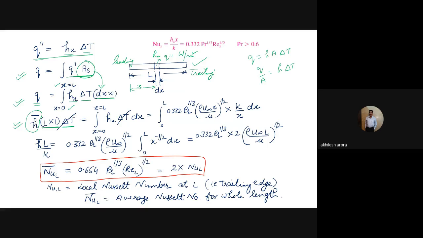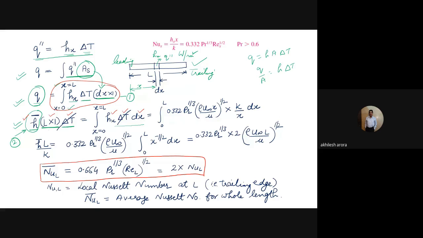This way I have made two equations. One is this equation and the other is this equation. Here I am considering the average heat transfer coefficient multiplied by the total area multiplied by delta T, and that should be equal to this value of q. You can see I have taken this value in the integration here. So finally what I get is h bar, the average heat transfer coefficient, multiplied by the area and delta T, and this is h_x into delta T into dx, and this is nothing but this particular equation only.